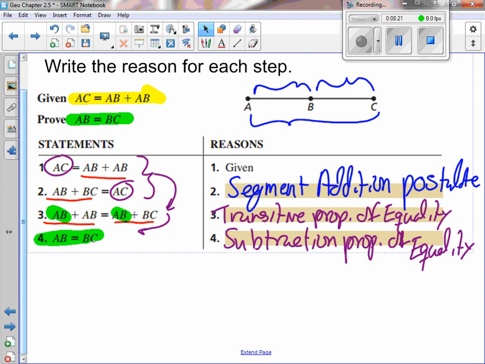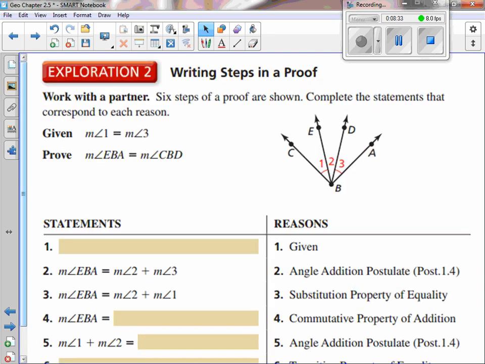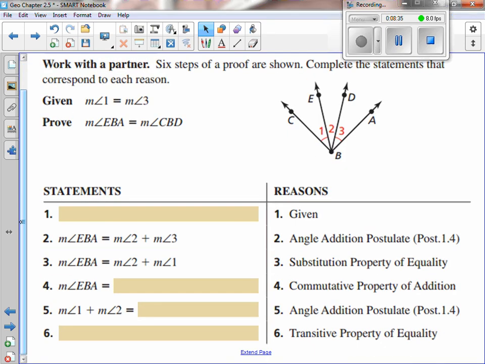Any questions on this here? If something doesn't make sense, you need to ask. Let's look at the next one. Let's look at this one here.